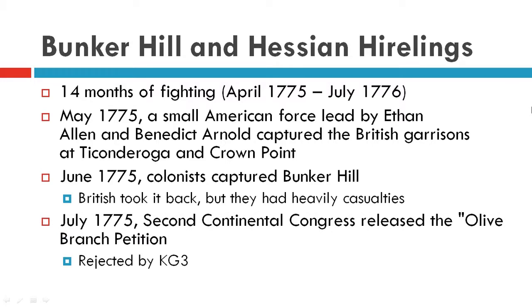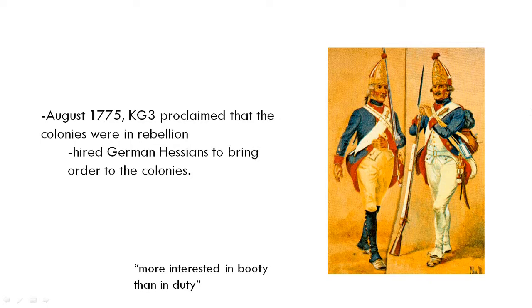The British took the hill back, suffering heavy casualties. In July of 1775, the Second Continental Congress had released that Olive Branch Petition that I had mentioned just a few minutes ago, which of course was rejected by King George III. In Chapter 7, we talked about principles that the colonists were upset with and willing to fight for. Here's another example of that. In August of 75, King George III proclaimed that the colonies were in rebellion, and while that's probably true by that point, what he did to add insult to injury, I suppose, was hire these German mercenaries, these Hessians.